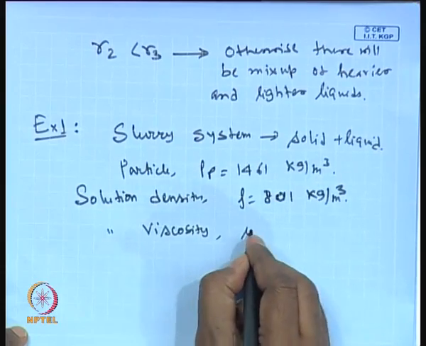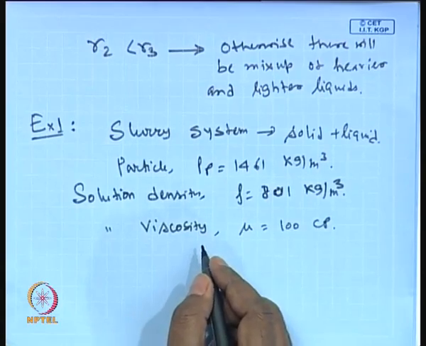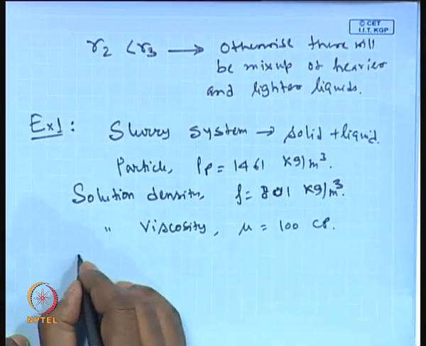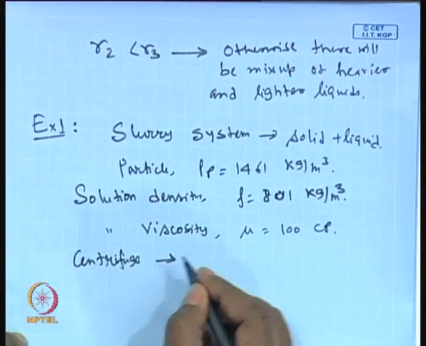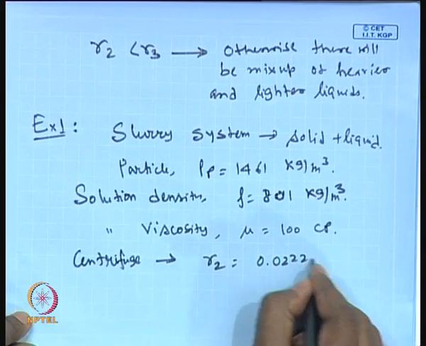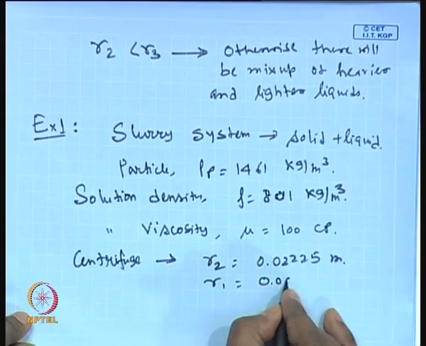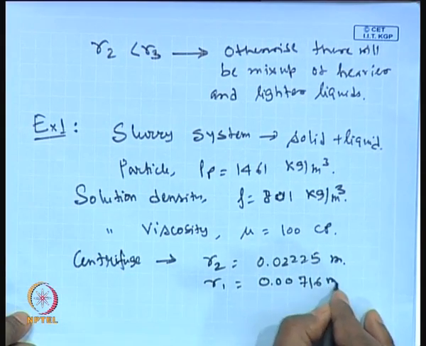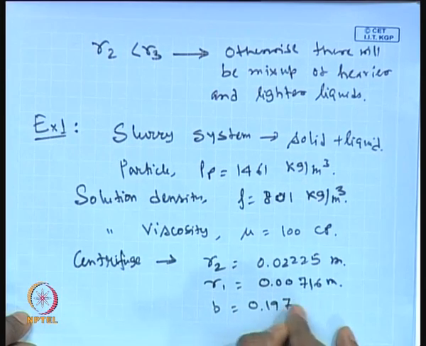Viscosity is given as mu equal to 100 centipoise, so it is 100 times more viscous than water, and the centrifuge bowl has the following dimensions. R2 is given as 0.02225 meter, and R1 is given as 0.00716 meter. The height is given as 0.197 meter.